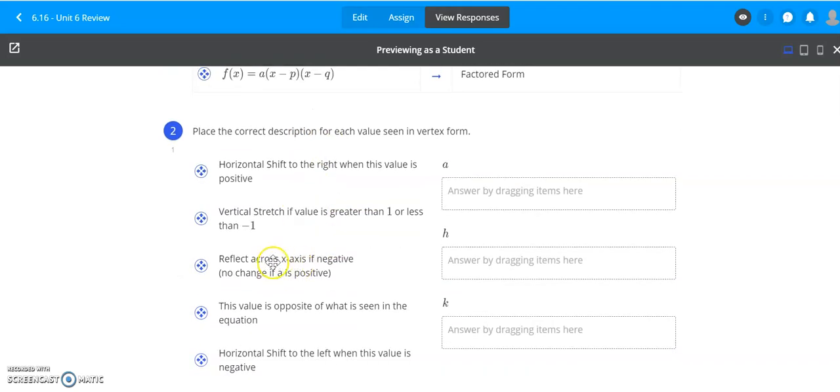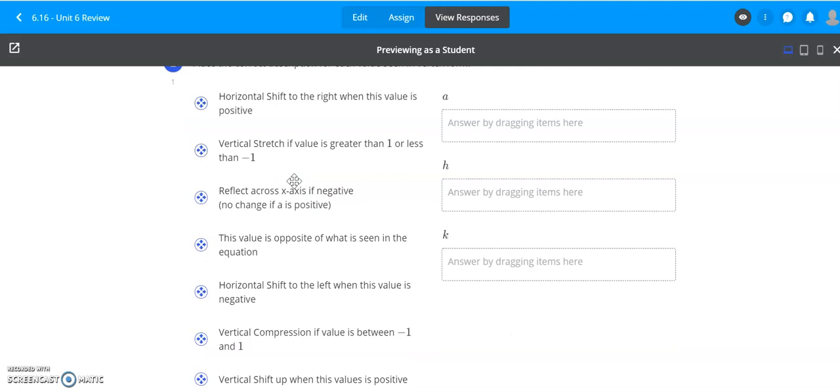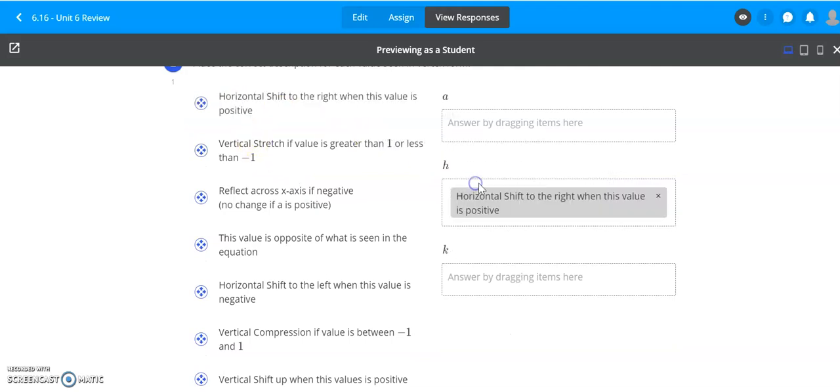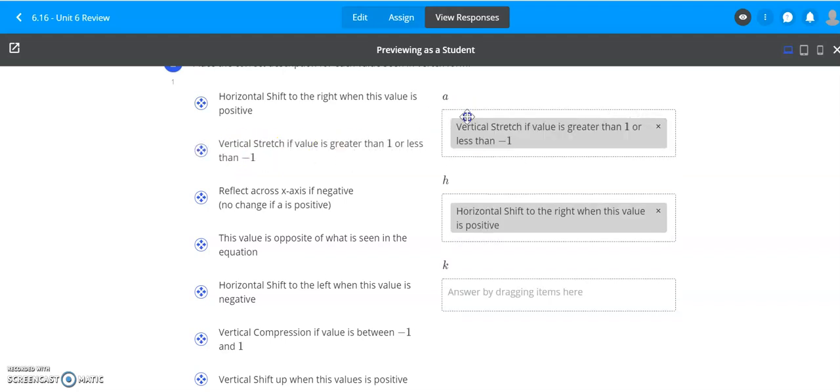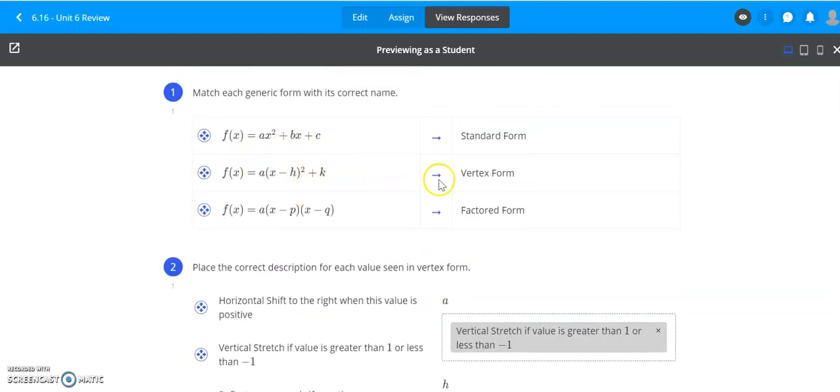Place the correct description for each value seen in vertex form. So horizontal shift to the right when this value is positive. Horizontal only works with the h. Vertical stretch if the value is greater. So stretch greater than 1 or less than -1. So when it's stretching, we're changing our a value. That's the number out in front. Okay, we're in vertex form. We're in this one right here. So a, h, and k.